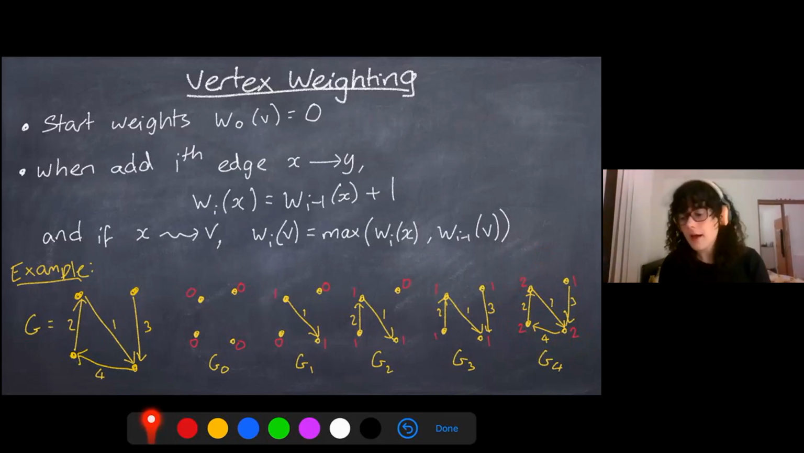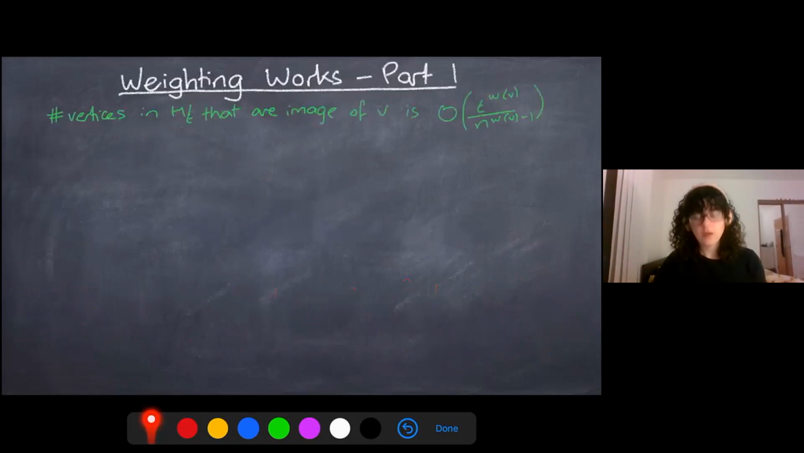Okay, so let me give a little bit more detail on the meat of the rest of the proof, but remember that this is like the key idea. So we need to prove that this weighting works. There are 2 parts to proving that the weighting works. The first part is that the random graph actually does inherit the number of copies of each vertex that's sitting in the random graph is like t to the weight over n to the weight minus 1.